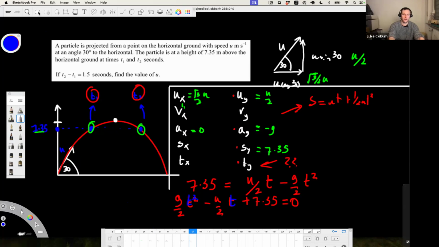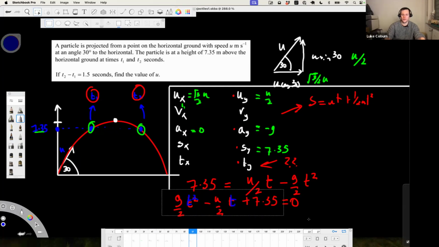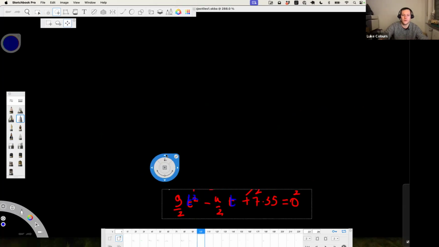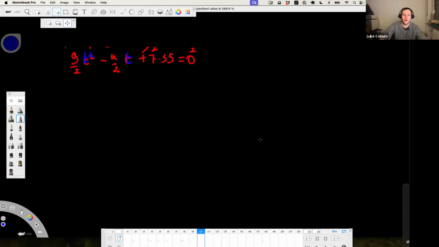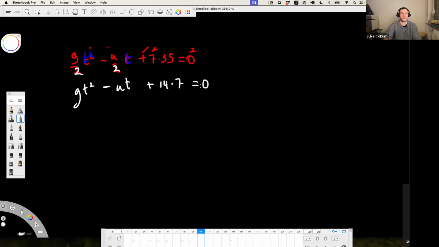So now if I take this over to the next page, one second, over here. I'm just going to do a couple of little things. For example, I see this 2 here. I'm going to multiply across by 2. So that'll be gt squared minus ut plus, and then 2 times this will be 14.7, equal to 0. Okay, and this is my a, this is my b, and this is my c.